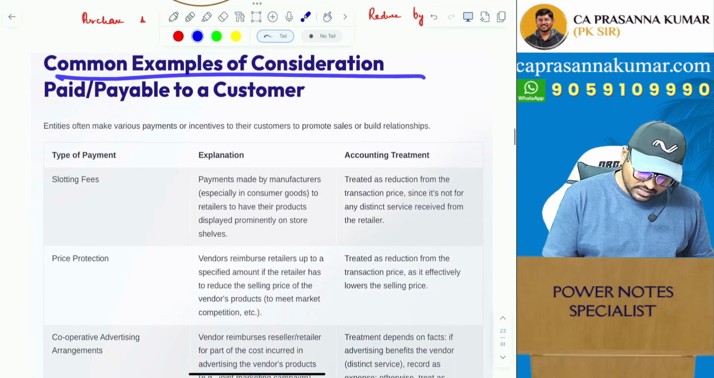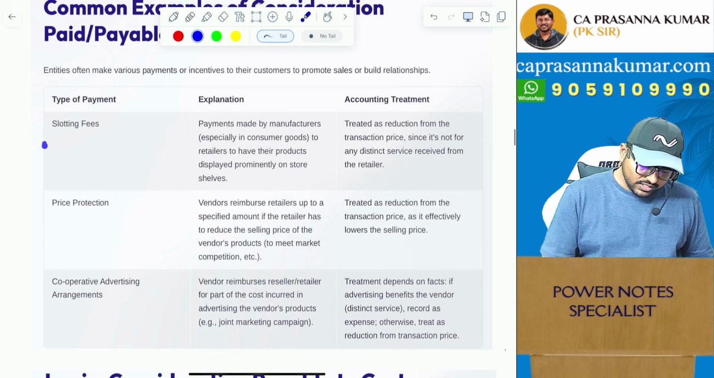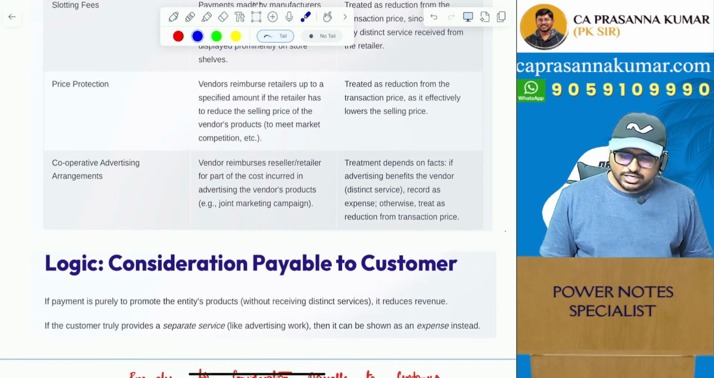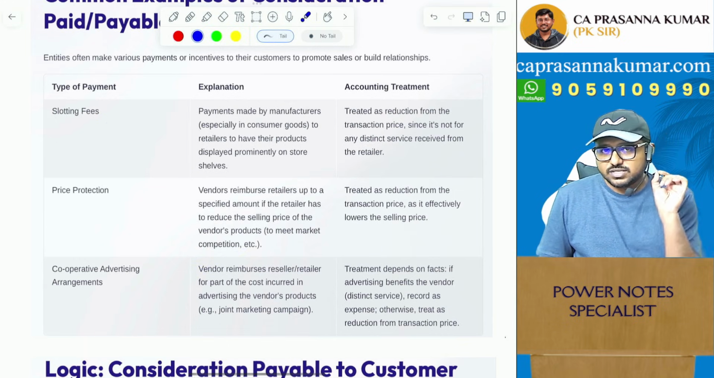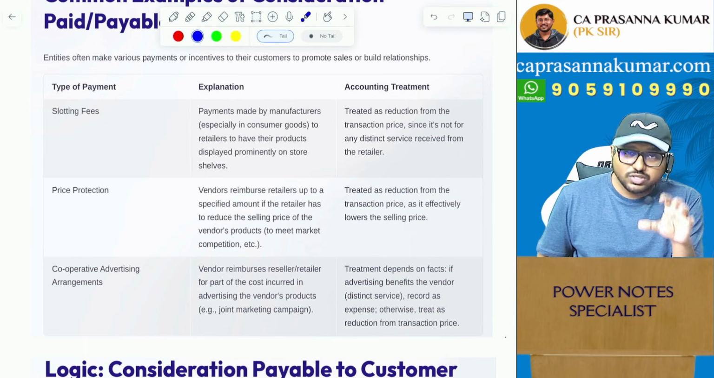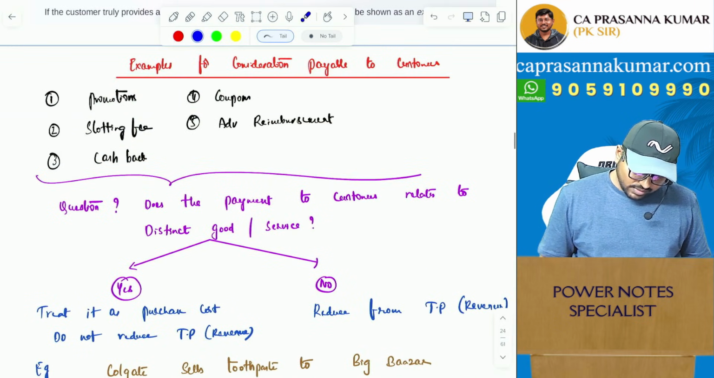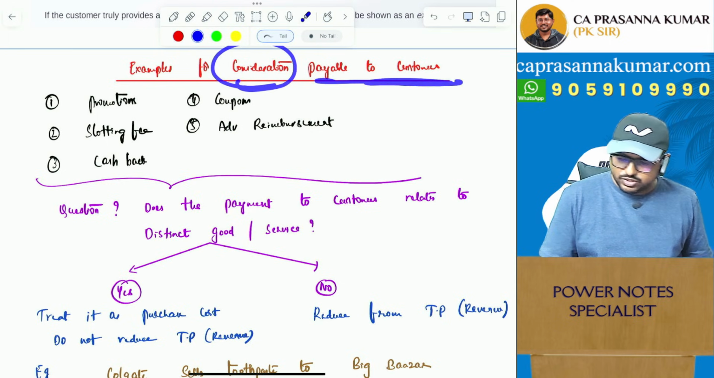See, common examples for consideration paid or payable to customer. First one is slotting fee, then we have price protection, then we have cooperative advertising arrangements. These things are specifically discussed as examples for consideration payable to the customer because based on this, questions are asked. Now from this we are not going to learn, obviously we're going to go with examples. So look at these examples. Examples for consideration payable to customer.